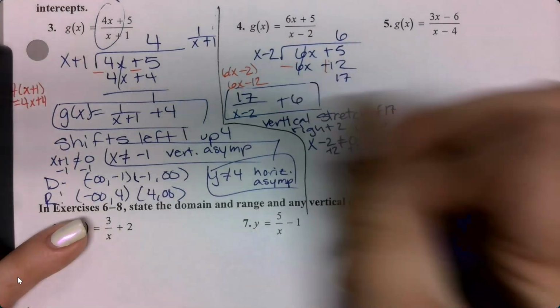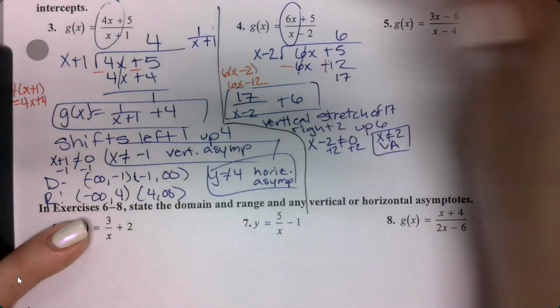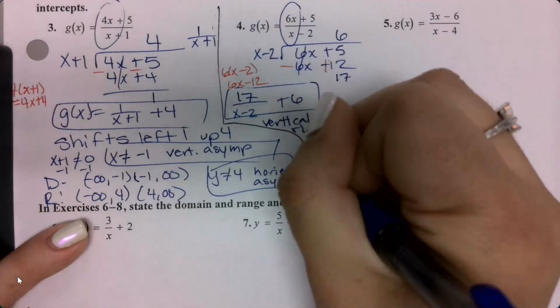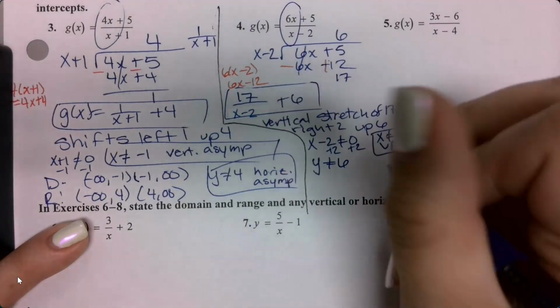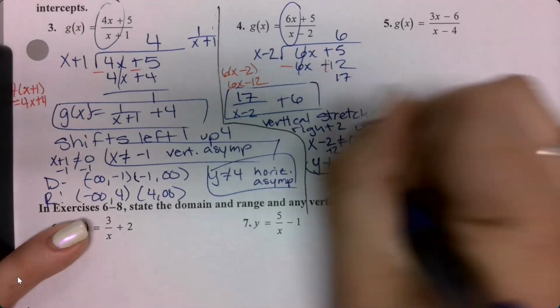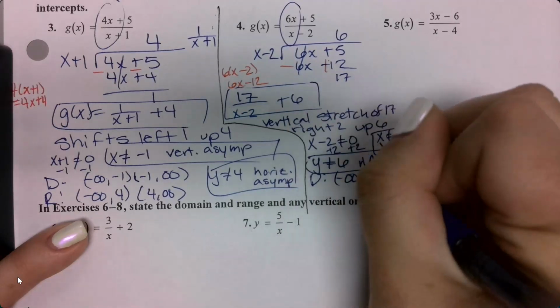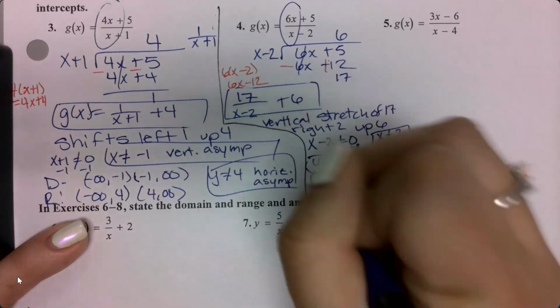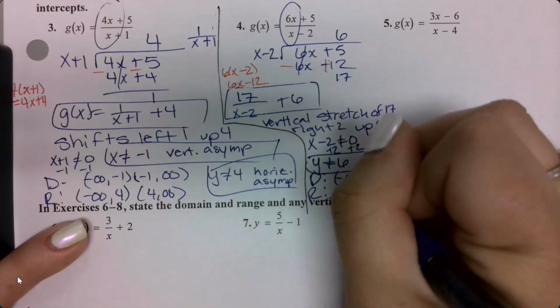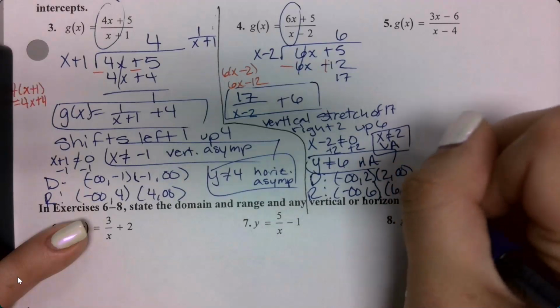Then I'm just going to find my horizontal asymptote right now. 6 divided by 1, so y can't equal 6 for my horizontal asymptote. My domain is negative infinity to 2, 2 to infinity. My range is negative infinity to 6, 6 to infinity.